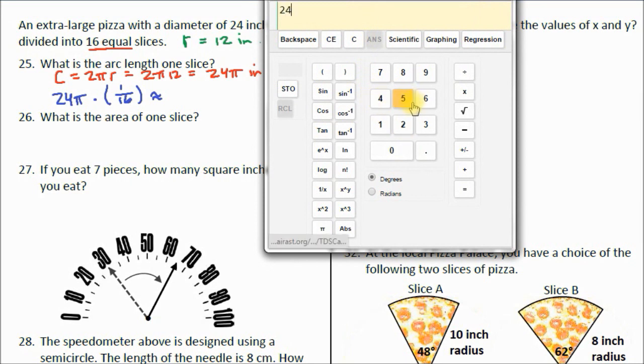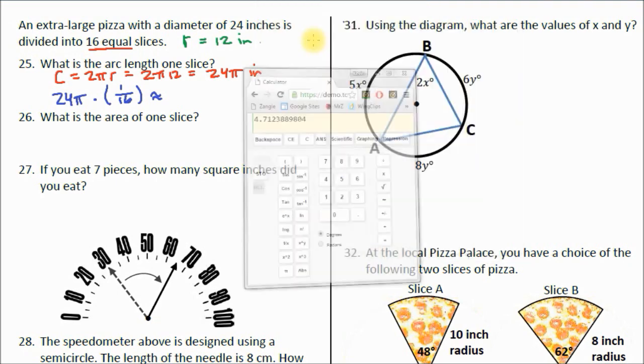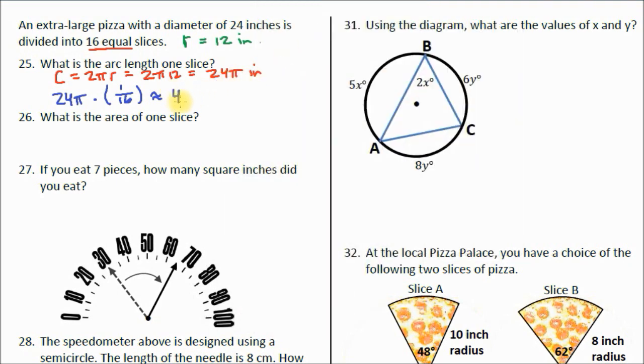So 24 pi times parentheses 1 divided by 16 close parentheses equal. The answer is 4.71. We can round that to 4.7. So 4.7 inches. Circumference is measured in just regular units or inches. All right. Next question, what is the area of one slice?